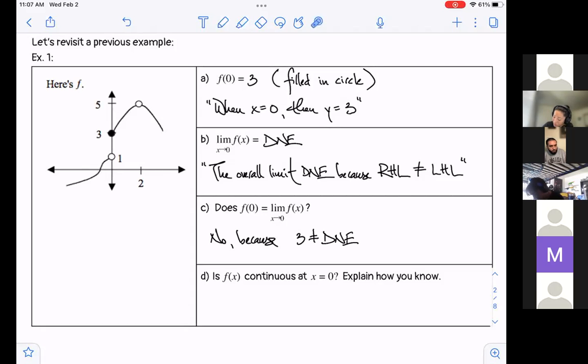Well, let's look at question D. Is f of x continuous at x equals 0? What are our thoughts? Without having really looked at a definition of continuity, would you say that it's continuous? I see a bunch of no's. This is excellent. Someone tell me why. Why does your gut tell you that is not continuous? You don't have to use mathematical language here.